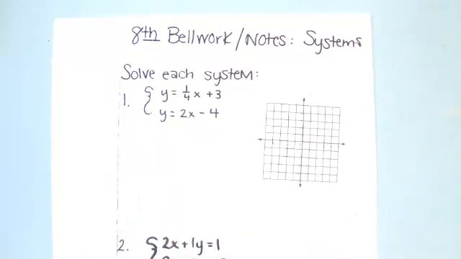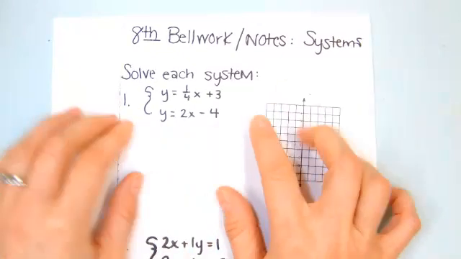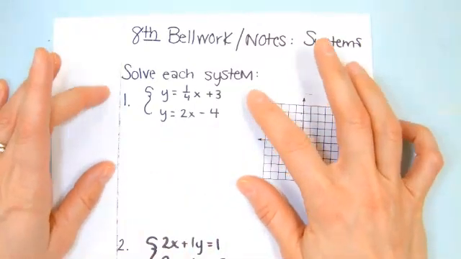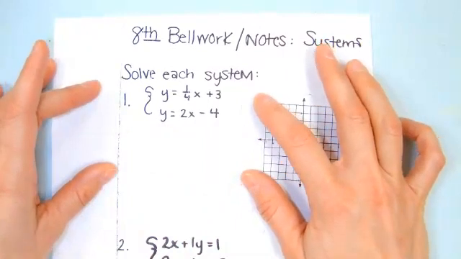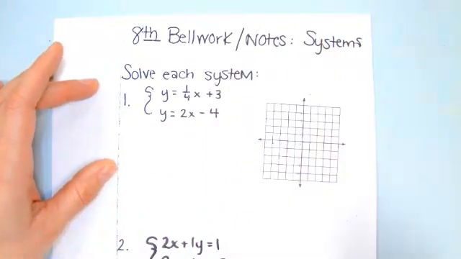So for Bellwork today, which you should turn in when you are done, along with the homework, staple it together. This is how we're going to start. If you have a system and you have both equations in y equals, you want to start by finding the slope and the y-intercept for each and then put them on the graph.